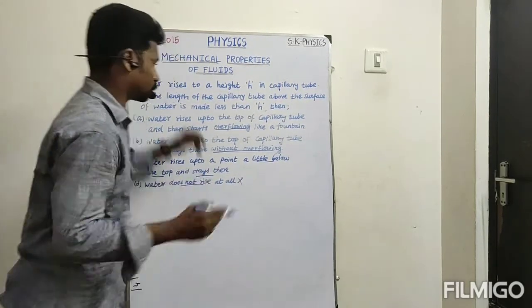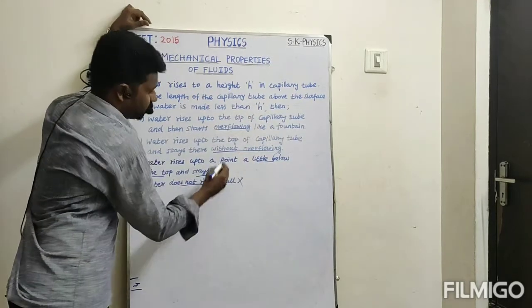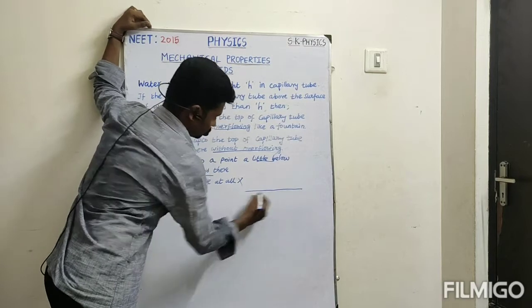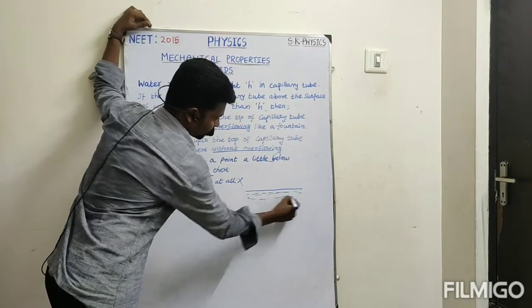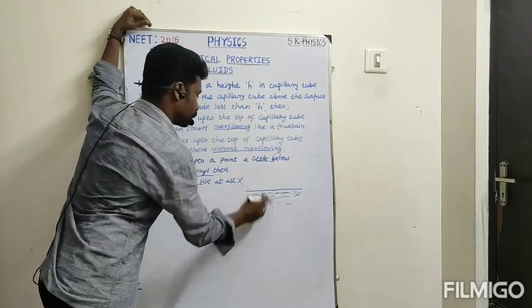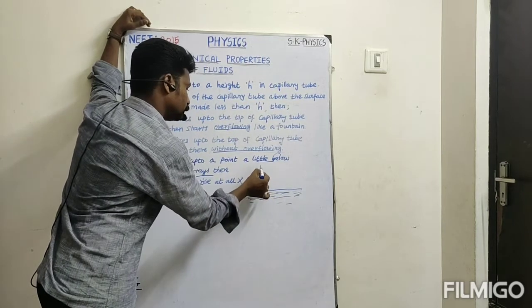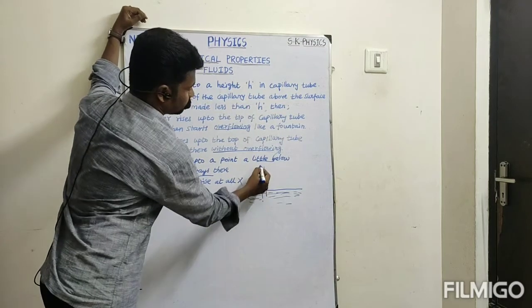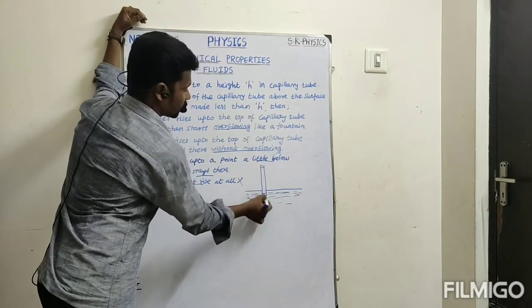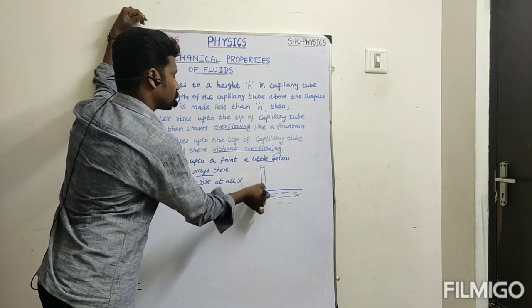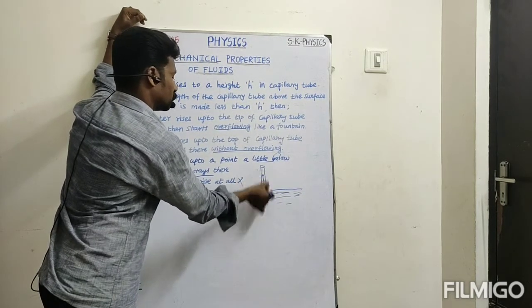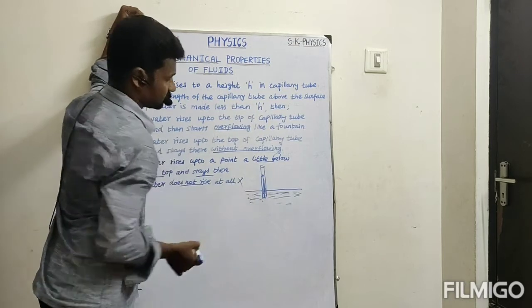So we know that, say for example, it is a liquid. Now we can dip one capillary tube. So we know very well, here the liquid will be raised into the capillary tube. So that is capillary action.